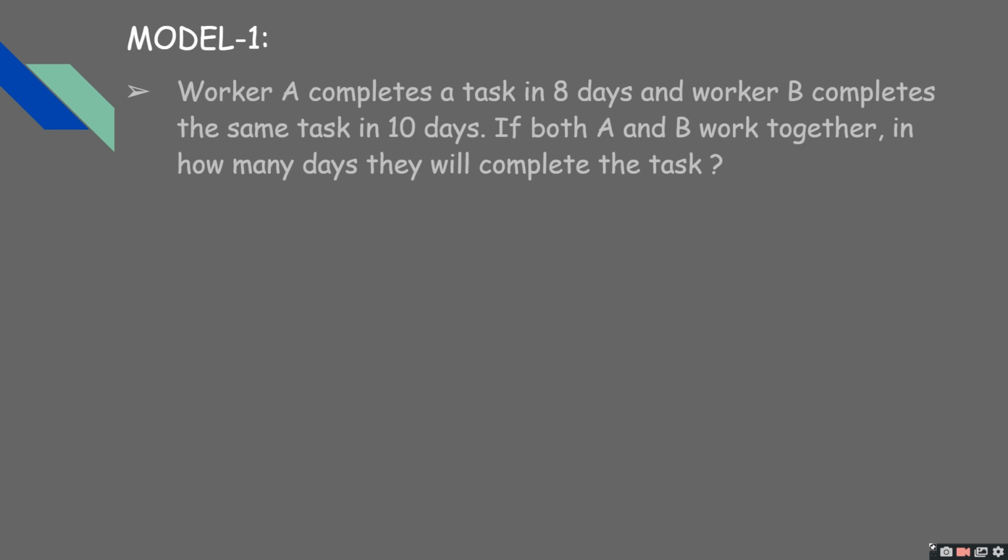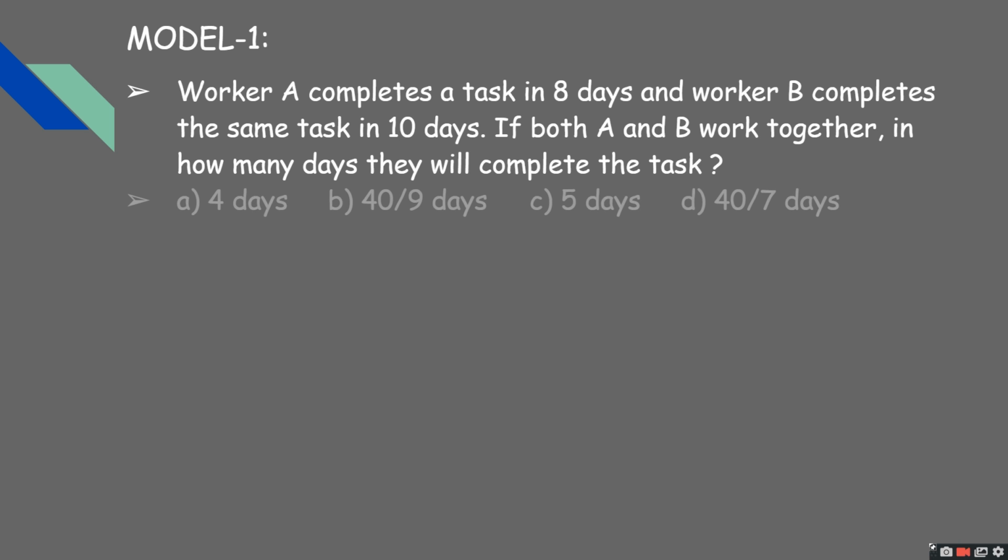So let's get started. The first model is: worker A completes a task in 8 days and worker B completes the same task in 10 days. If both A and B work together, in how many days will they complete the task? Firstly, whatever the question might be, assume all work as 1.